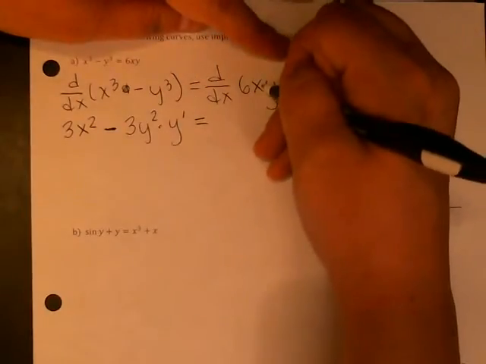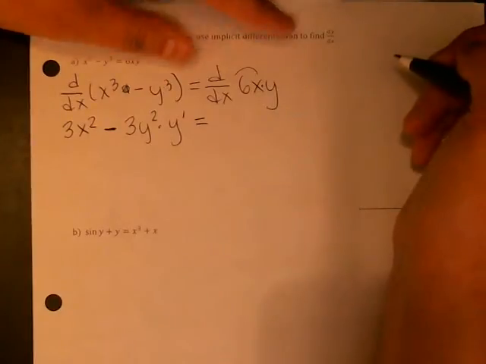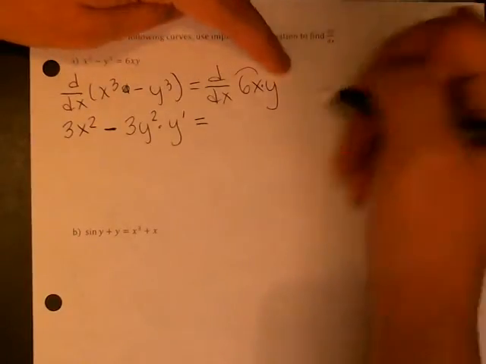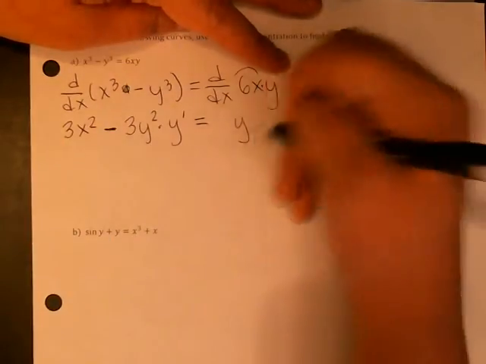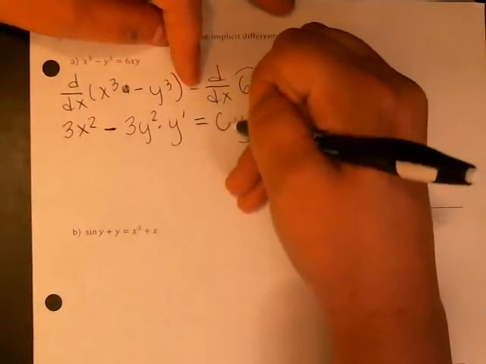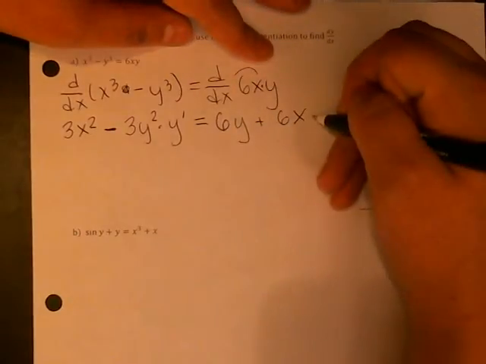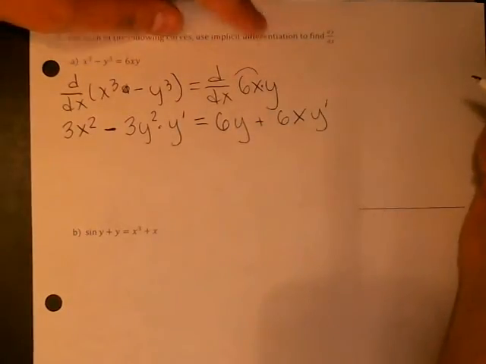On the other side, I see an x times y, so this will be a product rule, and I would like to just mentally hook that 6 to the x. So I'm going to have the second y times the derivative of 6x with respect to x, which is just a 6. And then I'm going to have the first 6x times the derivative of the second, which is the y prime.